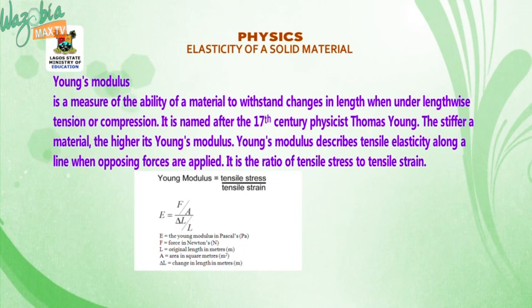Young modulus is usually given the symbol capital E or Y. So tensile Young modulus is equal to tensile stress divided by tensile strain. E is equal to tensile stress, which is force all over area, divided by tensile strain, which is change in length, the extension, all over original length. Here E is Young modulus in Pascal, F is the force in Newton, L is the original length in meters, A is the area in square meters, and delta L is the change in length in meters.